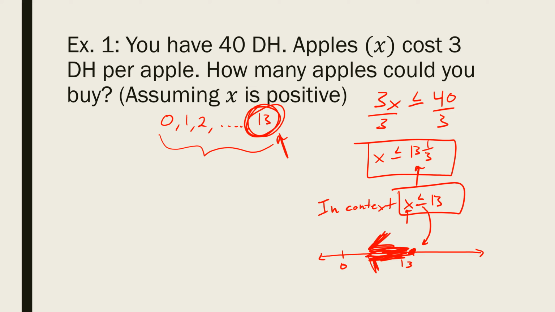This graph represents all the possible apples that I could buy. I could buy 13, I could buy 12, I could buy 11, I could buy 1, 2, because I'm shading to the left. Now, some of you are thinking, wouldn't you need to stop at 0? And yes, technically you would, because you can't have negative apples. We'll get into the in-between examples. Just know for now that you're shading to the left of 13.